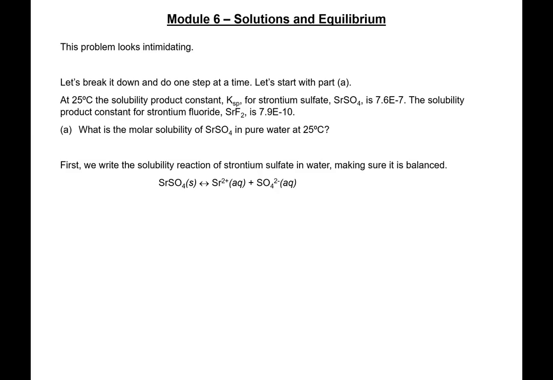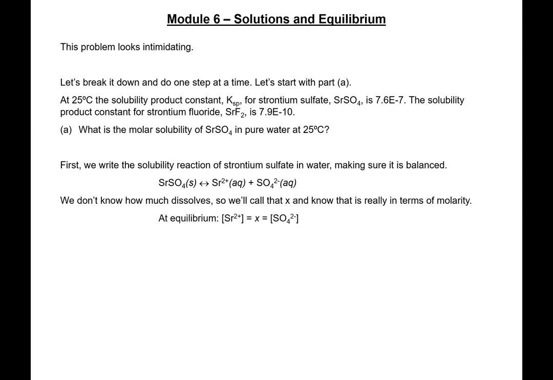You can see, because of the double-headed arrow, that this is an equilibrium reaction. It does not go to completion. We don't really know how far it goes, but it doesn't go to completion. If it did, that would be a single-headed arrow pointed to the right. So since we don't know how much dissolves, we're going to call that unknown X. You can call it whatever you'd like. This is really in terms of molarity.